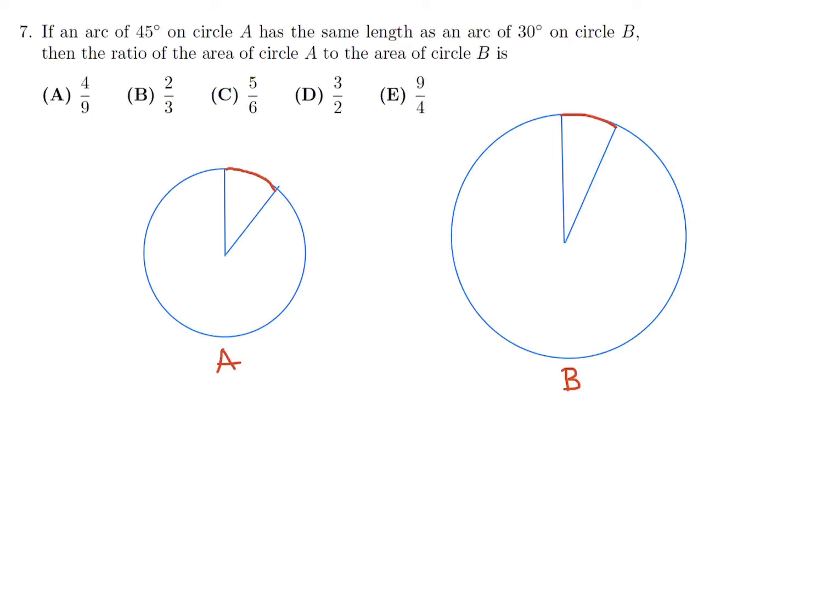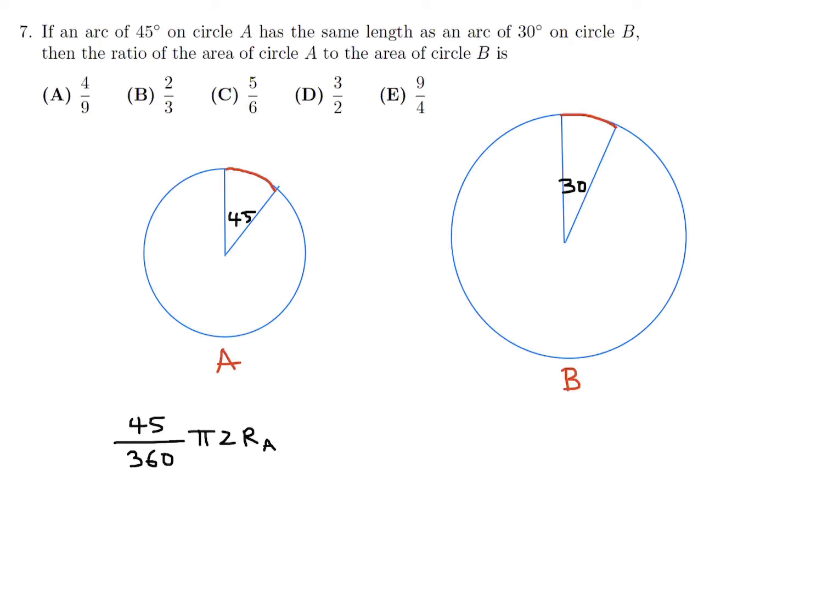So we can use the fact that this is 45 degrees and this is 30 degrees and get a relationship between first the radius and then the areas. So in the first circle, we know that 45 degrees over 360 degrees is basically multiplied by the full circumference. So the full circumference of a circle is pi times diameter, and pi times diameter is 2 times the radius.